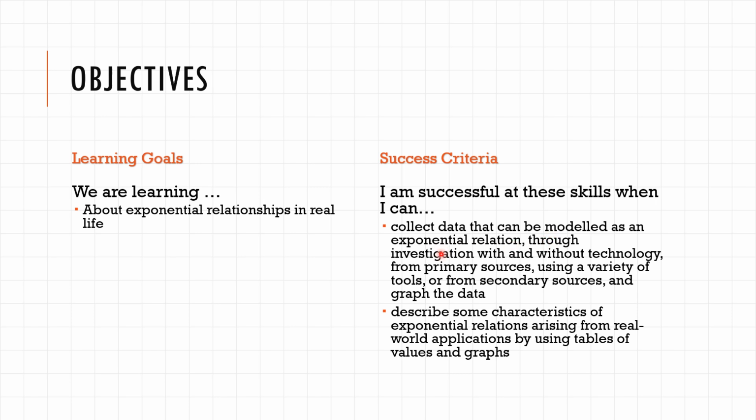You're going to do this through an investigation, and sometimes these investigations could or could not use technology. It's up to you whether you want to do it. And you can collect that data from either a primary source, or you can go right to using secondary sources. The important thing is that once we're done collecting that data, we're going to graph it. Then we're going to describe some characteristics of those relationships by using tables of values and graphs.